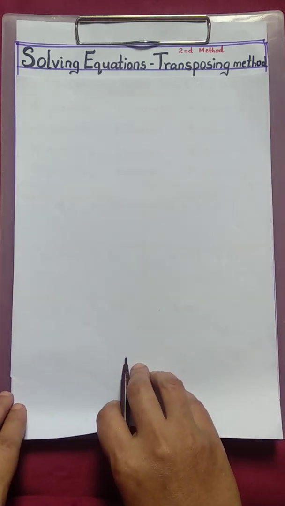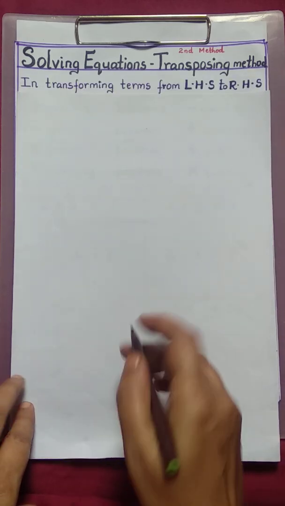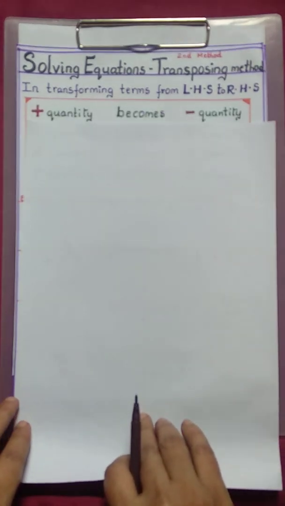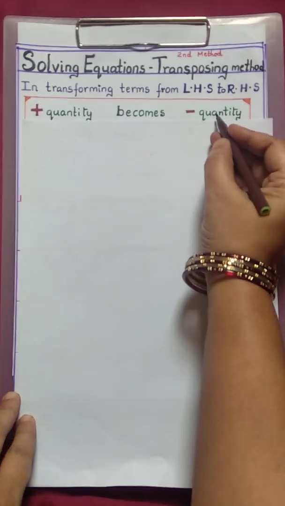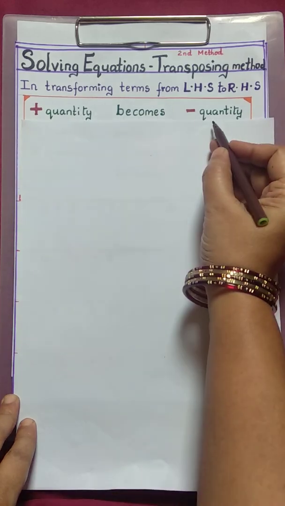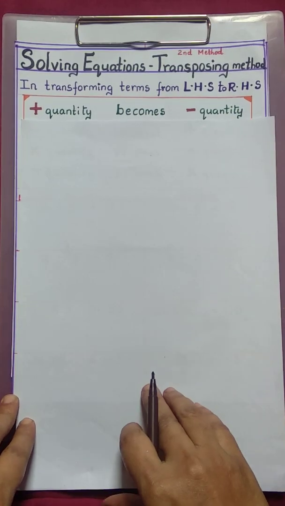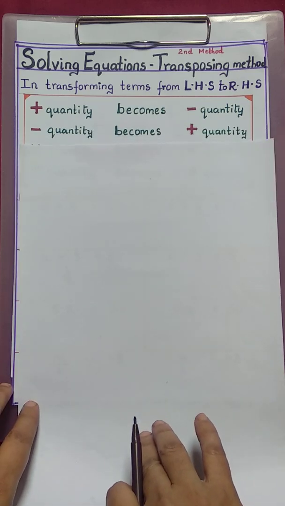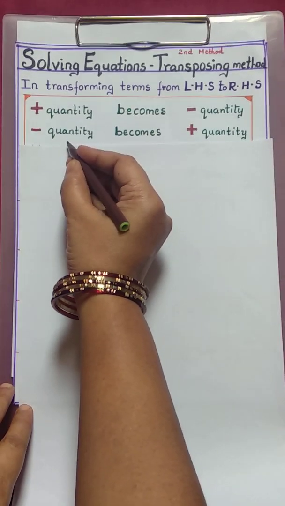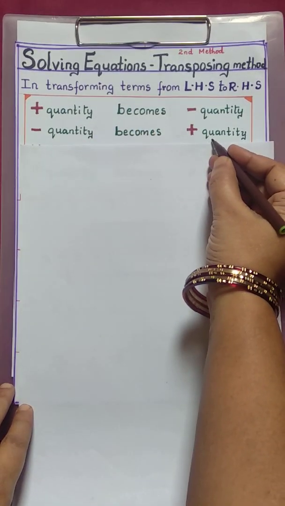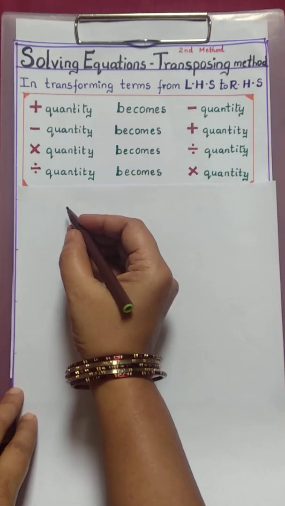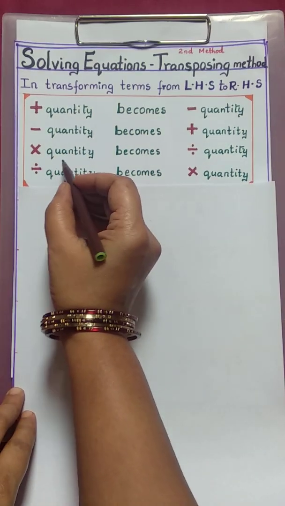Before solving in this method, you have to remember some rules. In transposing terms from LHS to RHS, plus quantity becomes minus quantity. It means that a term that is added on one side of the equation is subtracted when we transpose it to the other side. Next one, minus quantity becomes plus quantity. When a term is subtracted from one side of the equation, it will be added when we transpose it to the other side. Similarly, this concept is the same for multiplication and division.